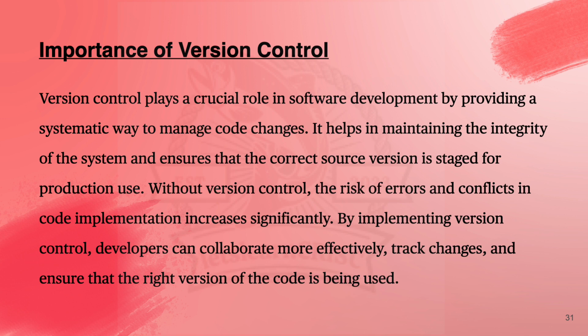Friends, version control is a systematic way of managing changes to code during software development. It ensures that the correct version of the code is used for production or maintaining system integrity. Version control is crucial because it reduces the risk of errors and conflicts in code implementation. It allows developers to collaborate effectively, track changes, and make sure that the correct code version is staged for production.